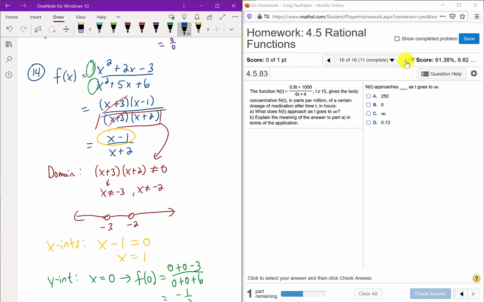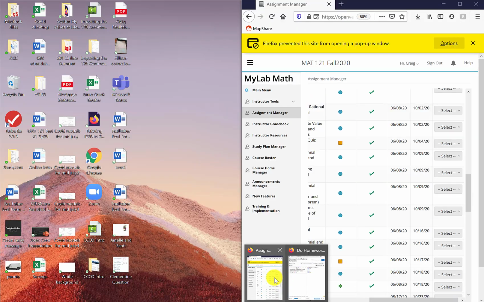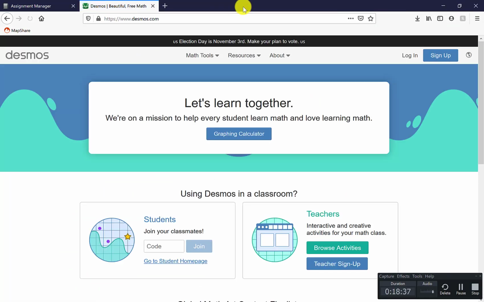This is problem 16. So we have a function, and it gives the body concentration in parts per million of a certain dosage of medication after t hours. And the question is, what is going to happen as t gets really, really big? So maybe one way to investigate this is to graph this thing. So I'm going to spend a minute in the background graphing this function. I'm just going to bring up maybe Desmos.